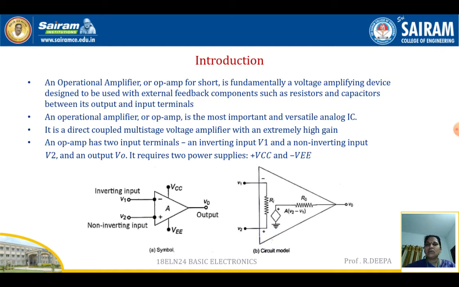So this op-amp is the most important and versatile analog IC. It is a direct coupled multi-stage voltage amplifier with a high gain, and it has two input terminals. One is the inverting input V1 and the other is the non-inverting input terminal V2, and you have an output terminal V out, and it requires two power supplies, plus VCC and minus VEE.